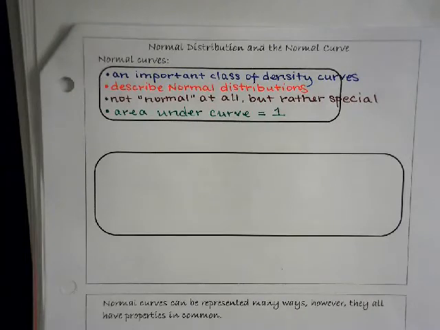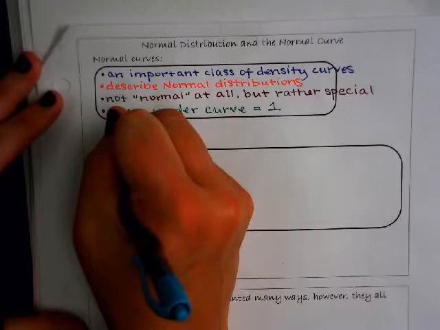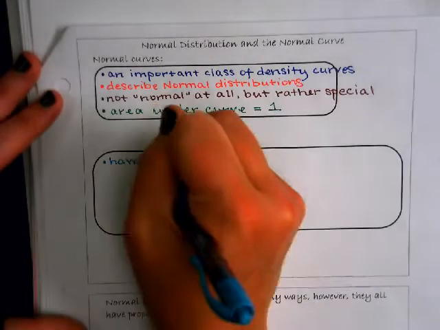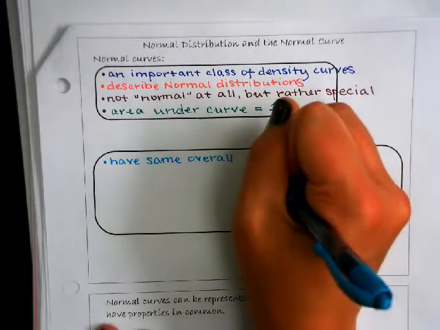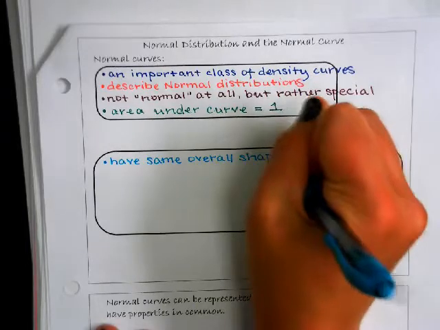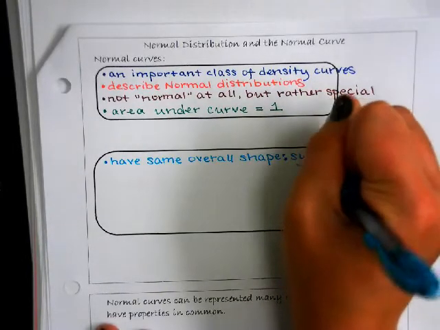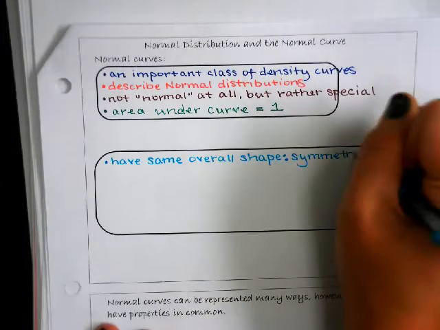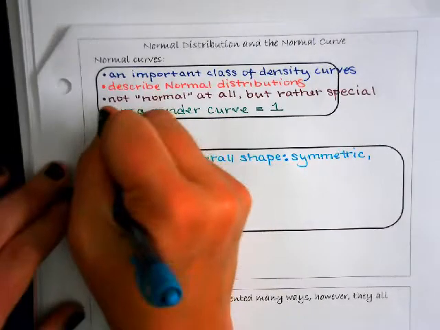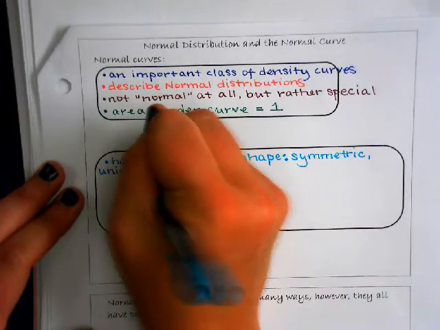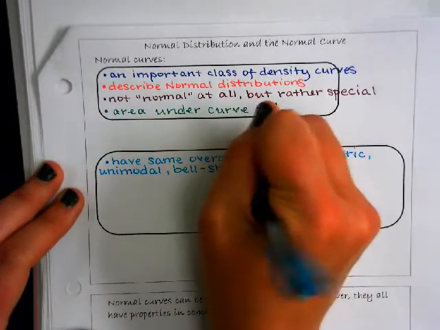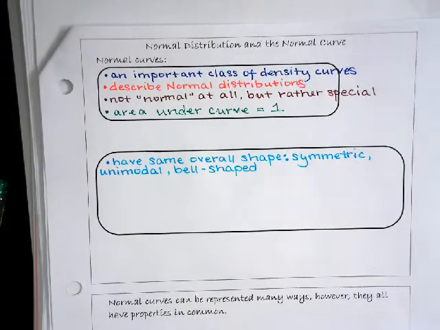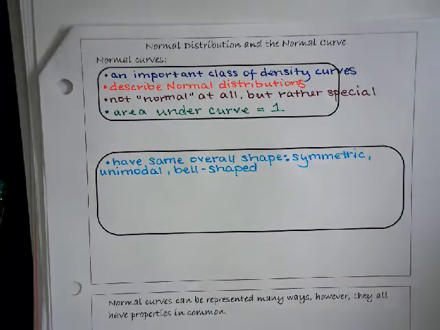All normal curves have the same overall shape. They are symmetric, unimodal, and bell shaped. So you've probably heard of the bell curve. That is also known as the normal curve. They are completely described by giving the mean and the standard deviation.